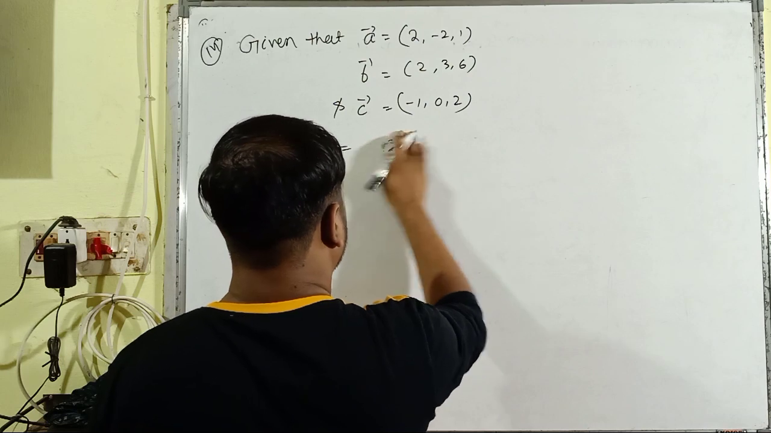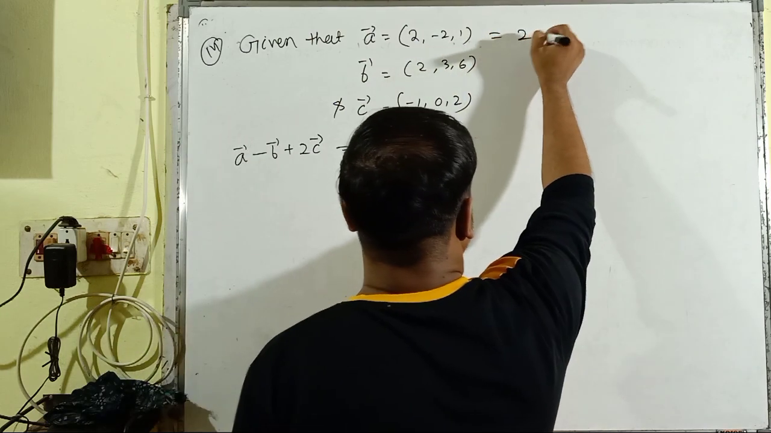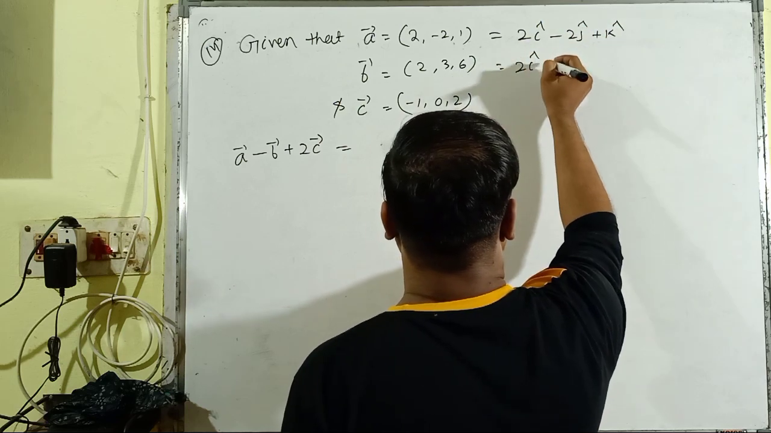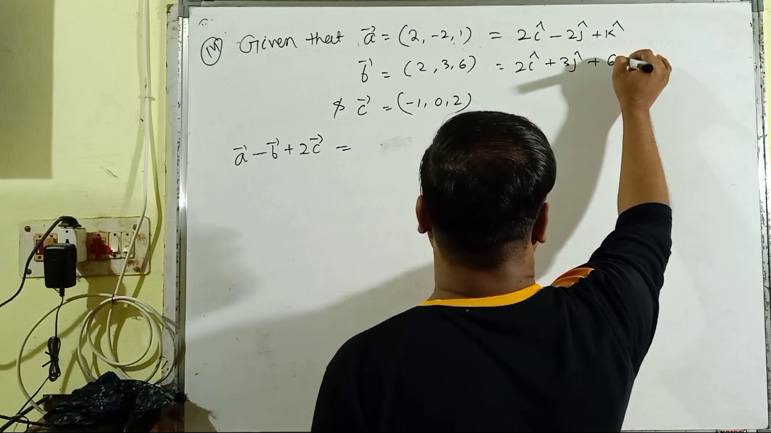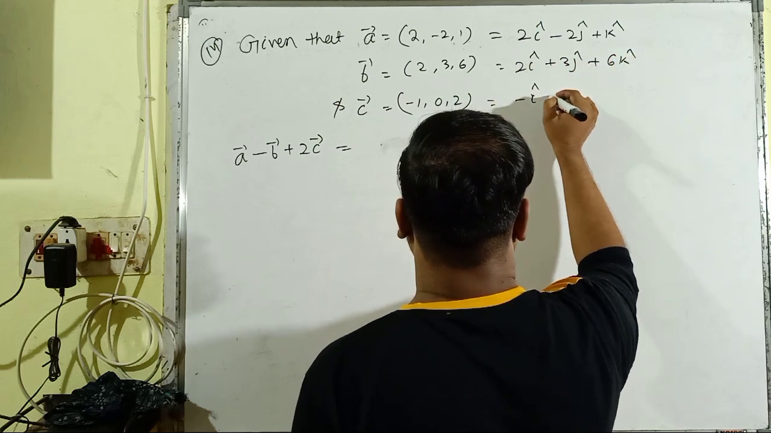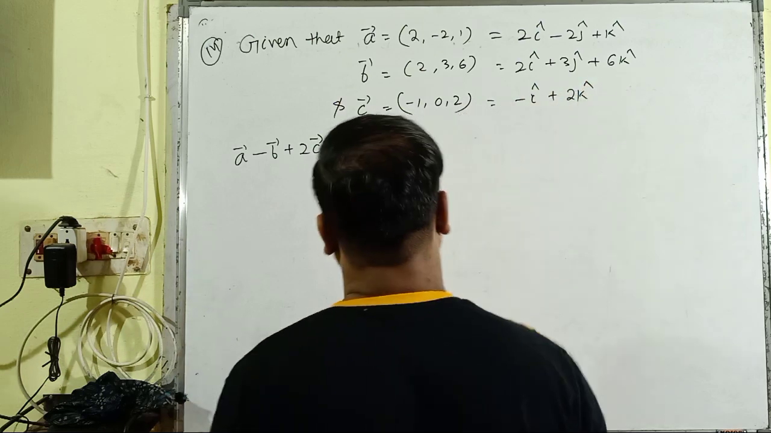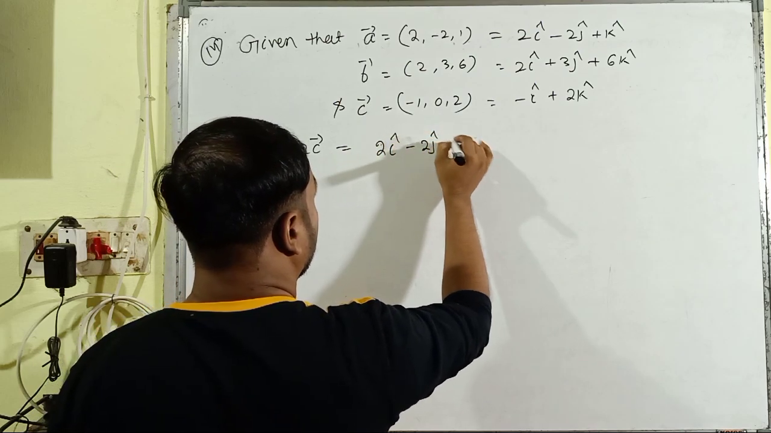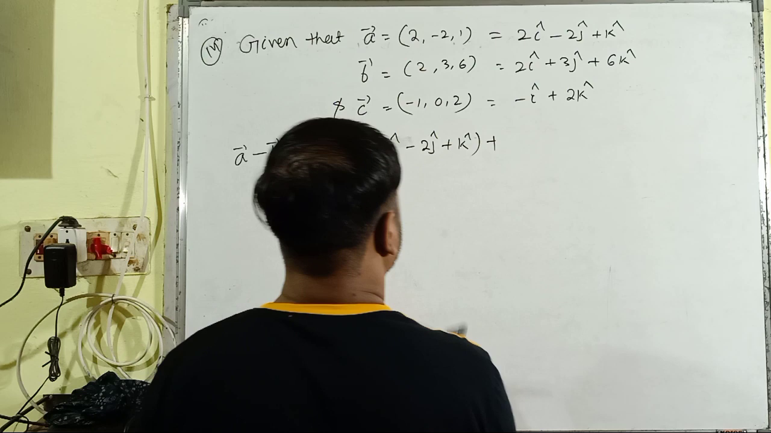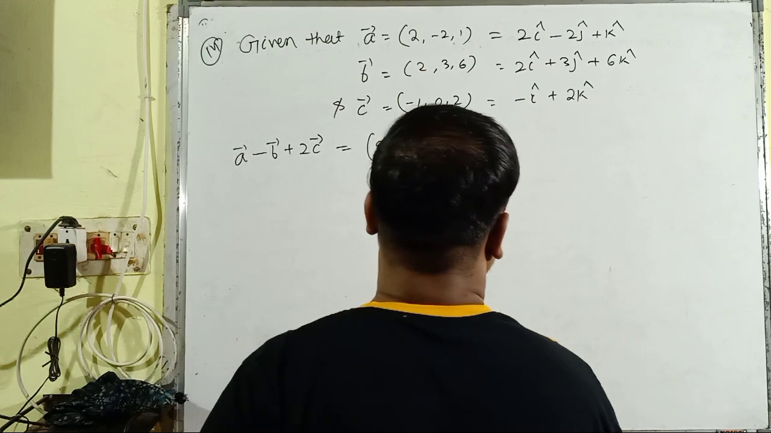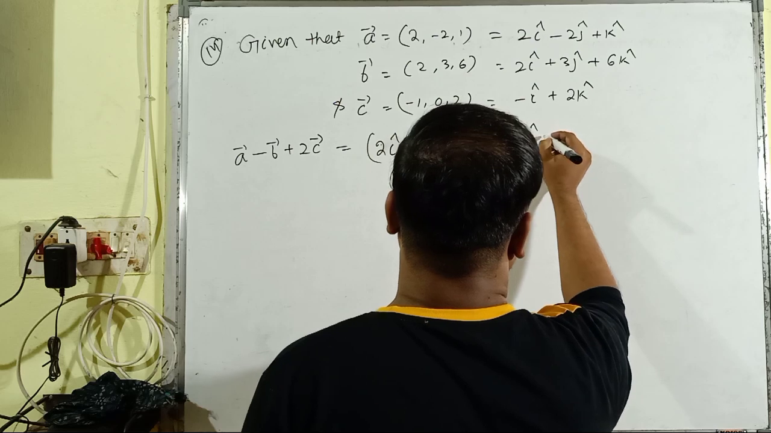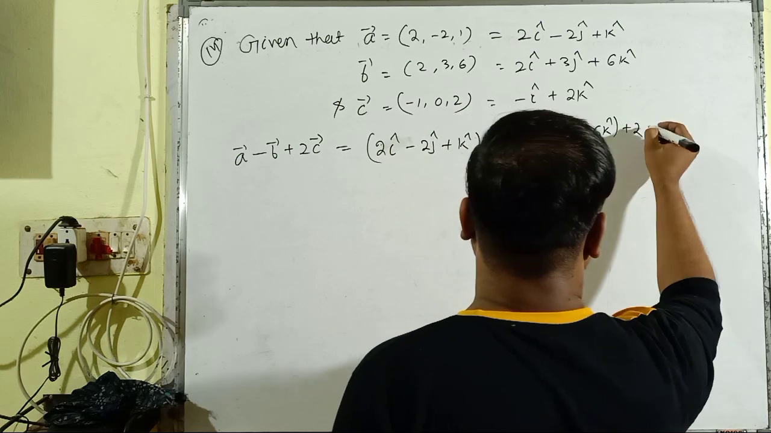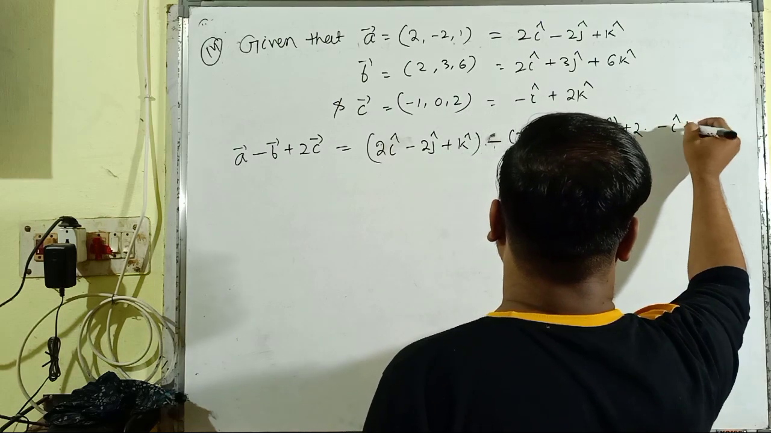A is 2i cap minus 2j cap plus k cap. B is 2i cap plus 3j cap plus 6k cap, and C is minus i cap plus 2k cap. So just we have to find out the solution here. 2i cap minus 2j cap plus k cap, minus B vector, that is minus 2i cap minus 3j cap minus 6k cap, plus 2 multiplied with C vector, that means minus i cap plus 2k cap.